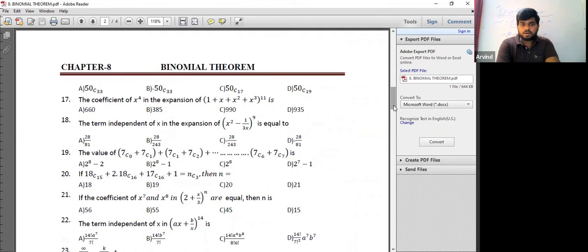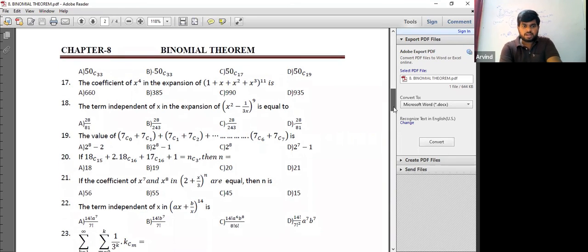The term independent of x. The term independent of x, that is x to the power 0. The one where the x coefficient is 0 is called the term independent of x. You know this very well. You would have solved it in class also. So the 17th one and 18th one are very similar. What is the x power 4 coefficient? Here we have to find the x power 0 coefficient. That's it. Okay, that I'll just skip it.